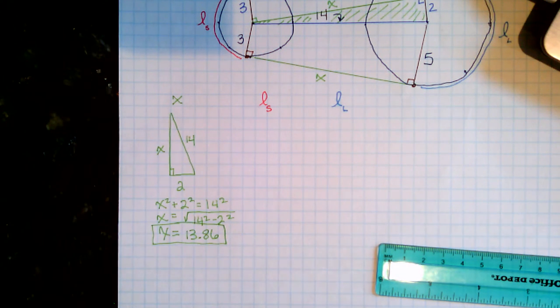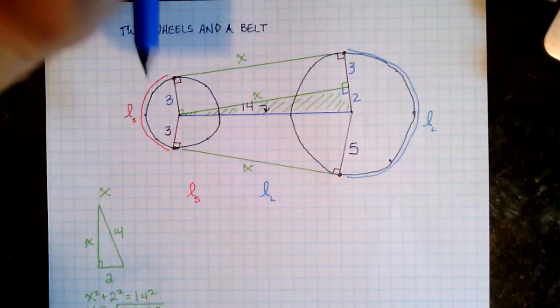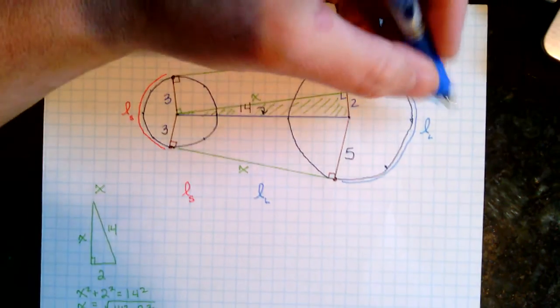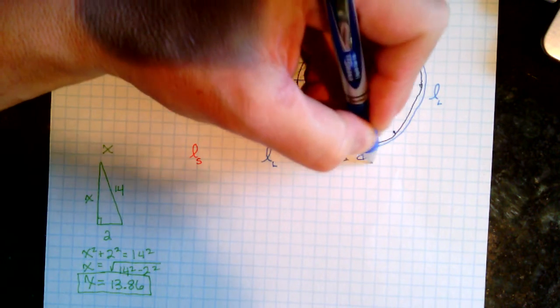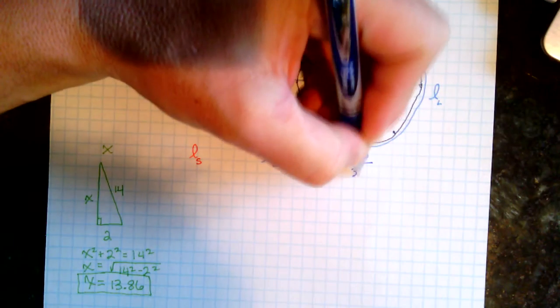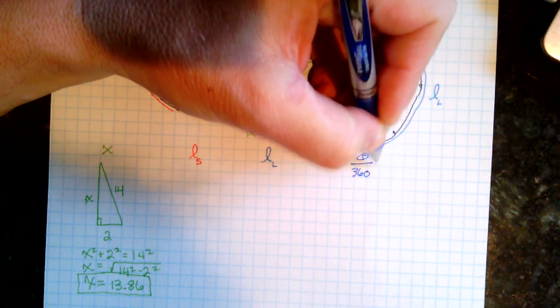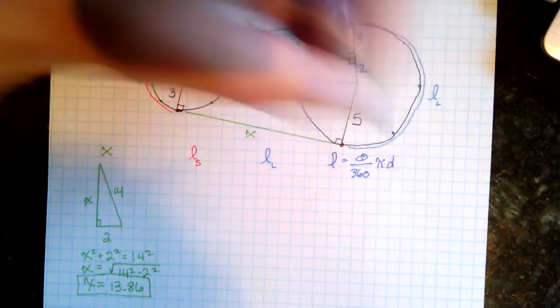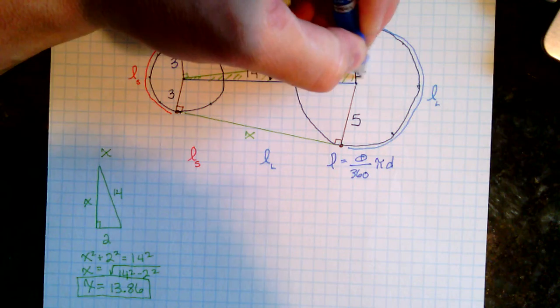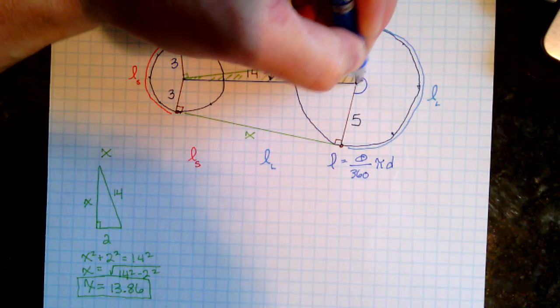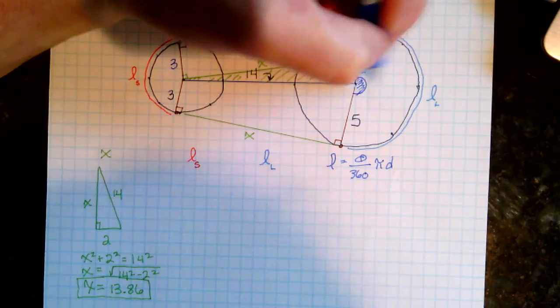Second step, we're going to try to find the length of the bigger arc over here on the right, this arc. Remember the important formula: the length of an arc is equal to the central angle over 360 degrees times the circumference, or pi times the diameter. Now, in order to get this theta on the inside here, I need that central angle. So let's call that theta.